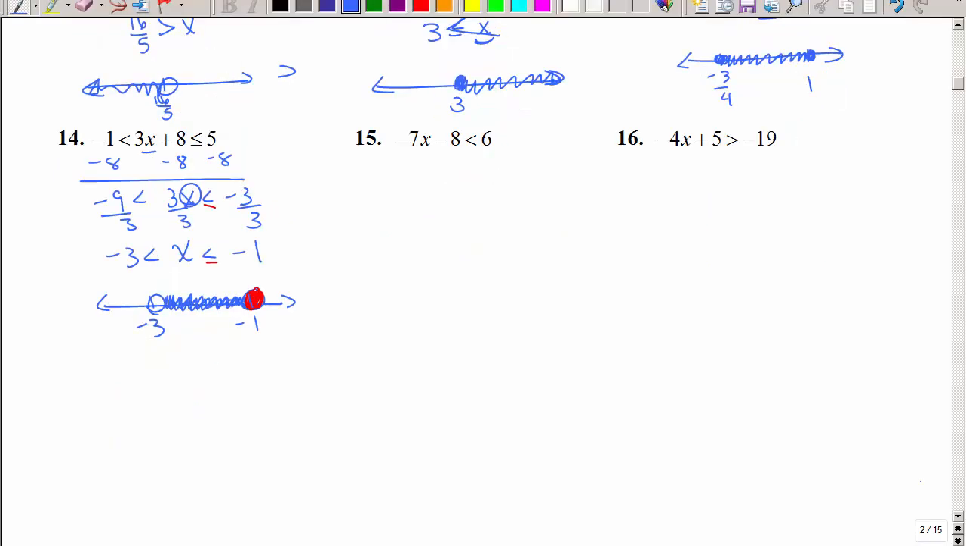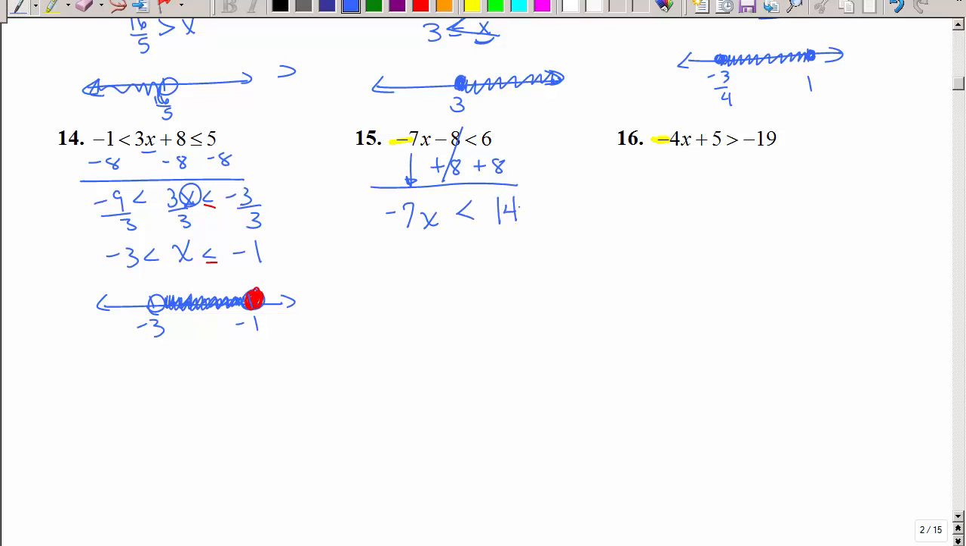On number 15 and 16, you're going to see a few more negative signs, so we need to be really careful. So on number 15, what we need to do is isolate our variable. So the first thing I'm going to do is add 8 to both sides, and when I bring this term down, we're not going to forget that negative. So that's 0, bring down the symbol less than, and we have a 14.